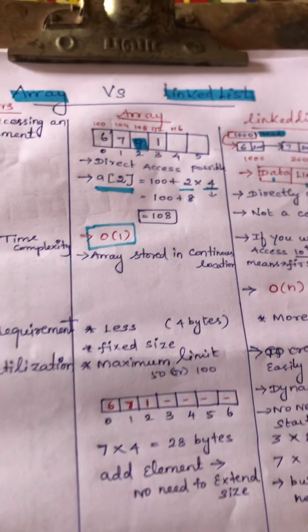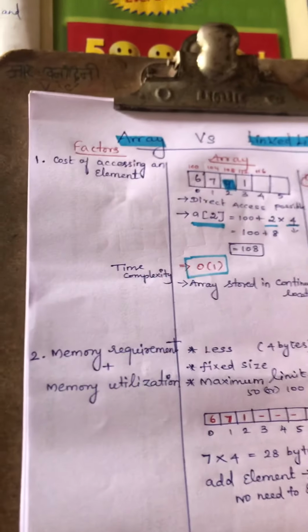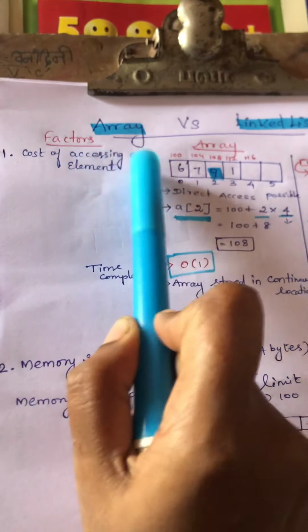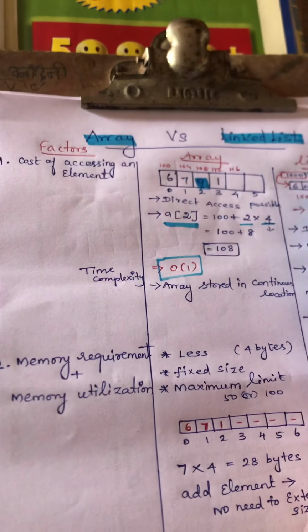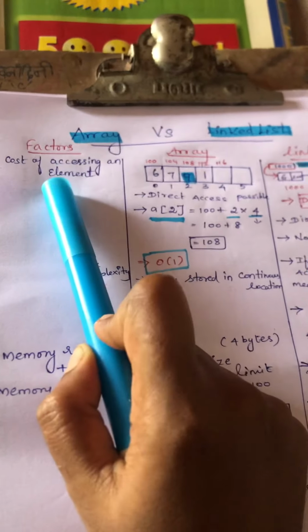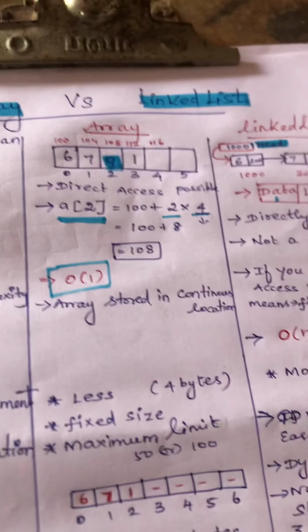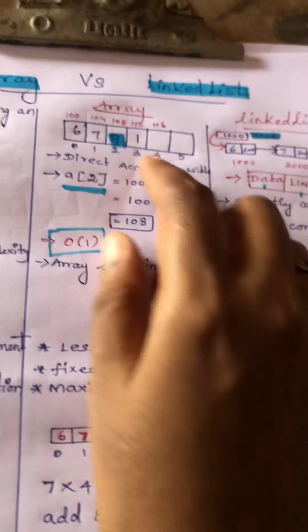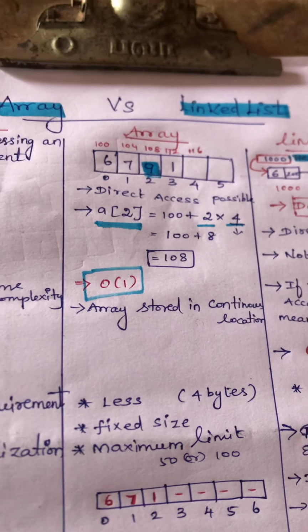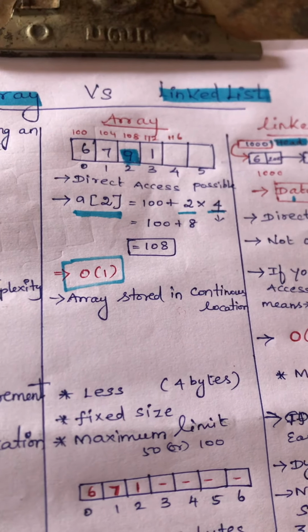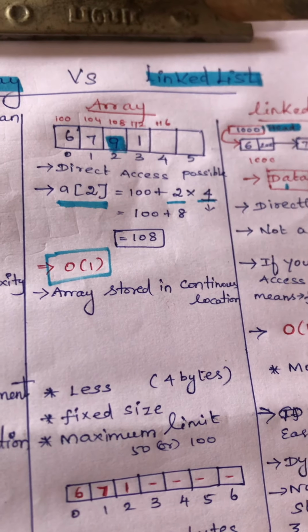Array versus linked list, both are data structures. The first factor is the cost of accessing an element. To access one element from an array or linked list, what is the cost value? Take an example. Here there are 6 elements; I can allocate memory space for 6 elements. Here I used only 4 values. In my array 6 elements are possible, and I just added 4 elements.